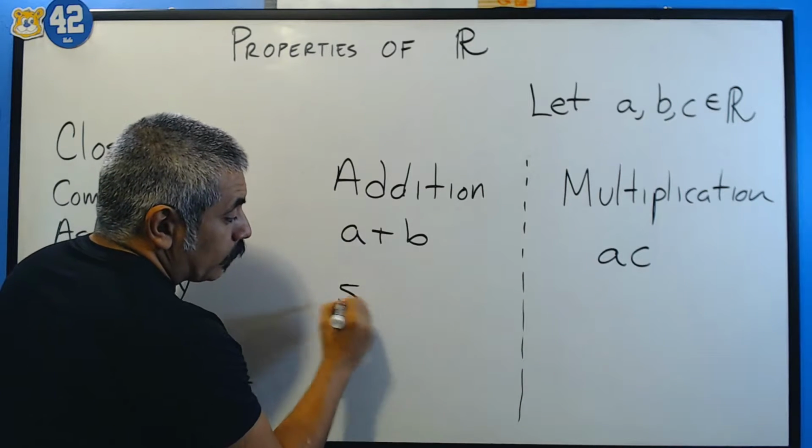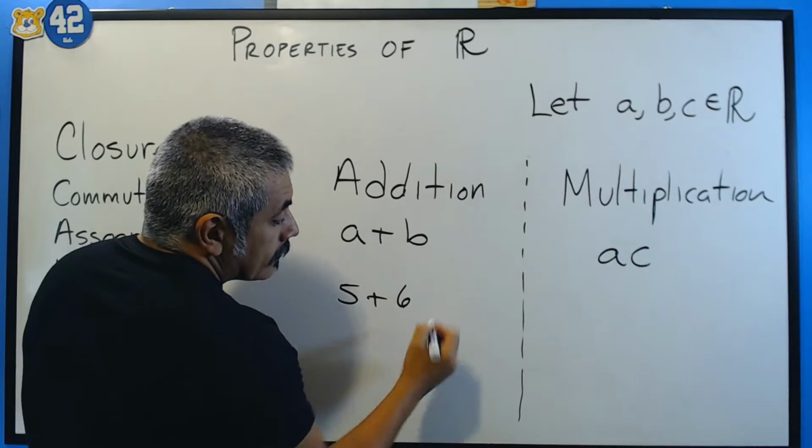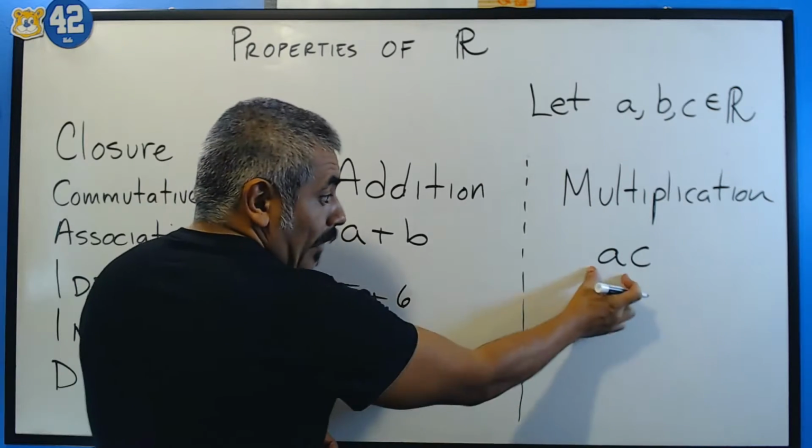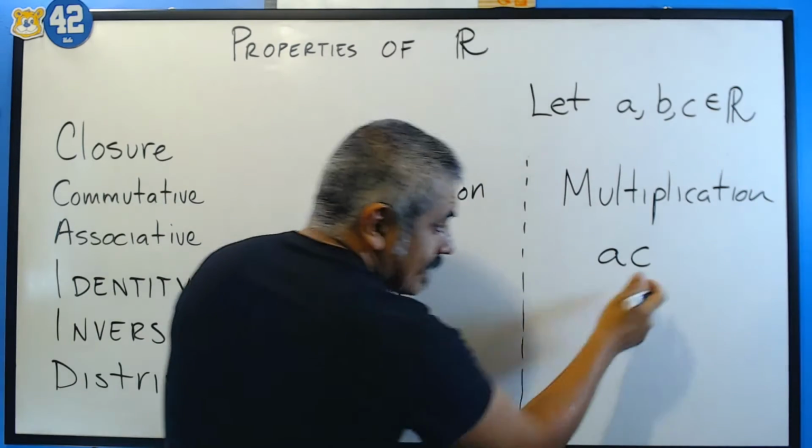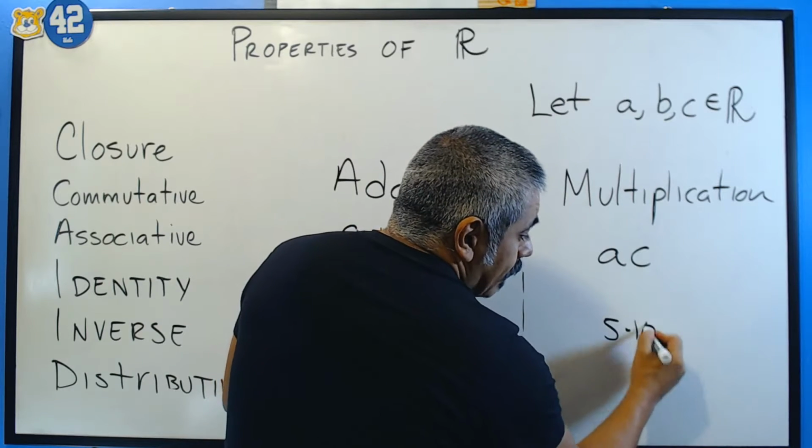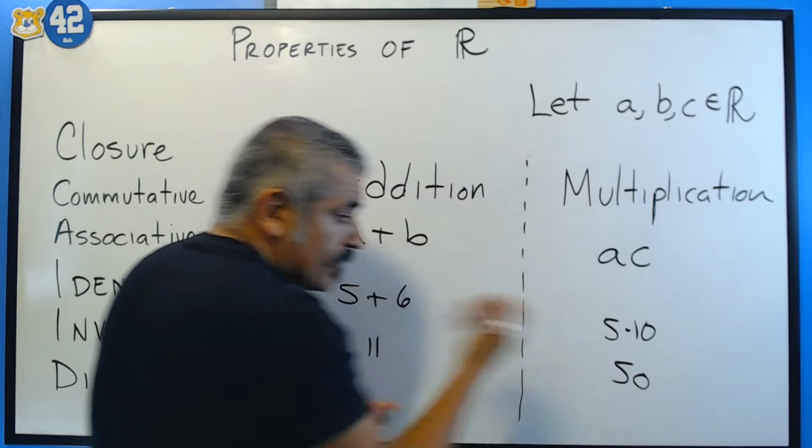Let's say A equals 5 and B equals 6. We add them, we get 11. Here, well, let's say A still equals 5, but let's say C equals 10. So 5 times 10 is going to give us 50, which is also a real number.